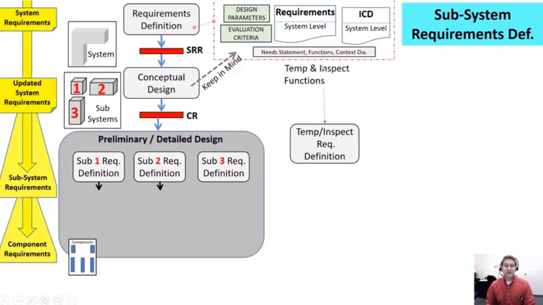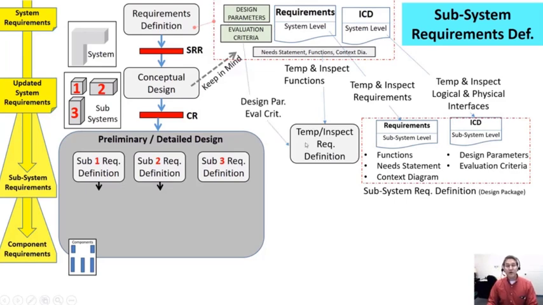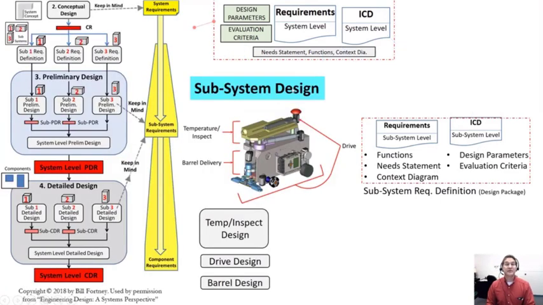So we're going to transfer from the system level the functions that our subsystem has to do, requirements from the system level, interface information from the system level, design parameters, evaluation criteria from the systems level. So we're going to define requirements for each of those subsystems. That's then what we'll use as we then do subsystem design.